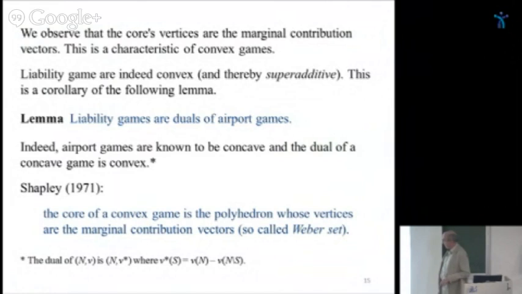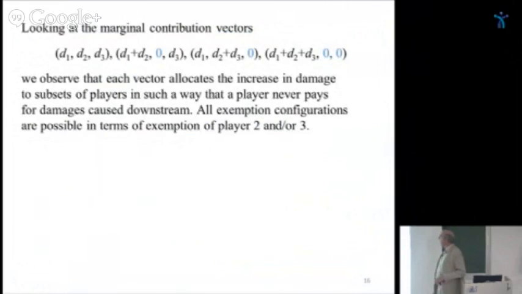We use Shapley's 1971 result that the core of a convex game is the polyhedron whose vertices are the marginal contribution vectors, which is actually a necessary and sufficient condition for convexity. And if we look at the marginal contribution vectors, it's easy to build them, because these are vectors at which some players or subset of players can be exempted from paying a contribution. And this must be done in a consistent way.